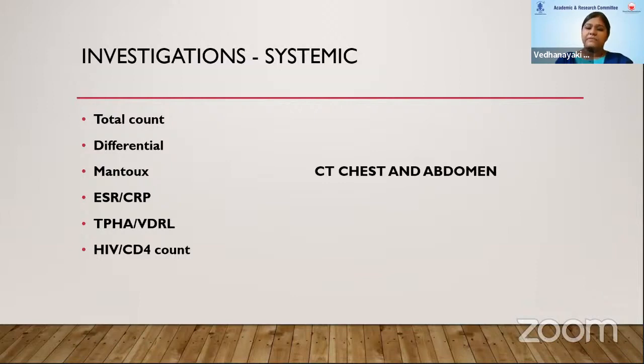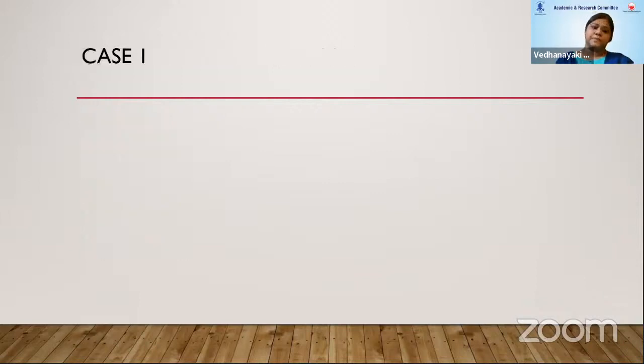ESR, CRP to look at the inflammatory status, and TPHA, VDRL to rule out syphilis. HIV, CD4 count when we have a doubt regarding the status of the patient. So we will look at a few clinical scenarios.